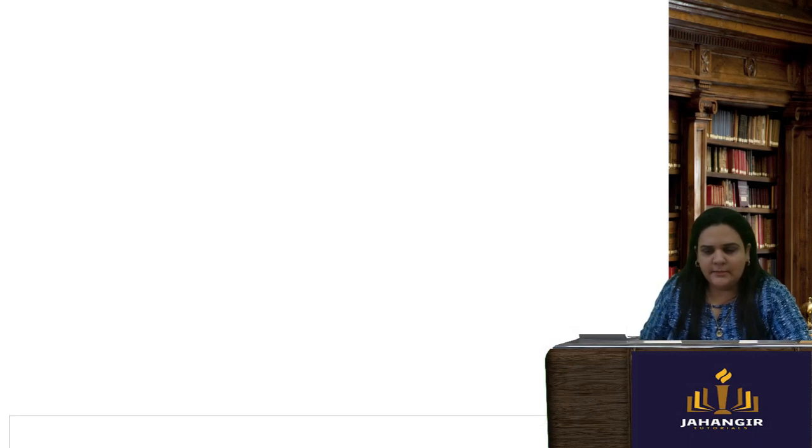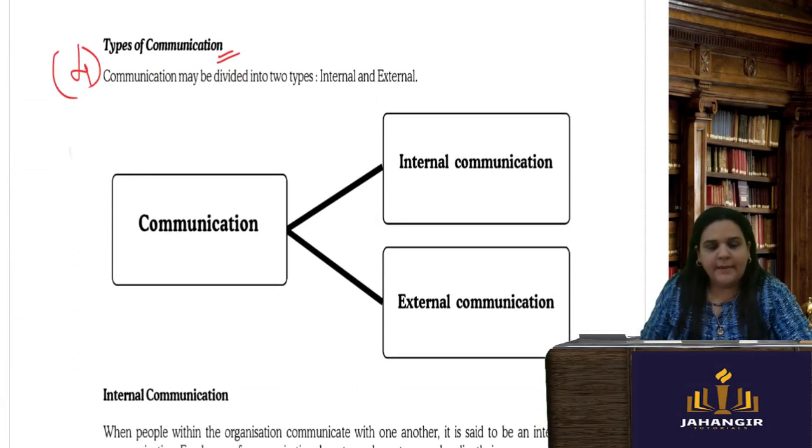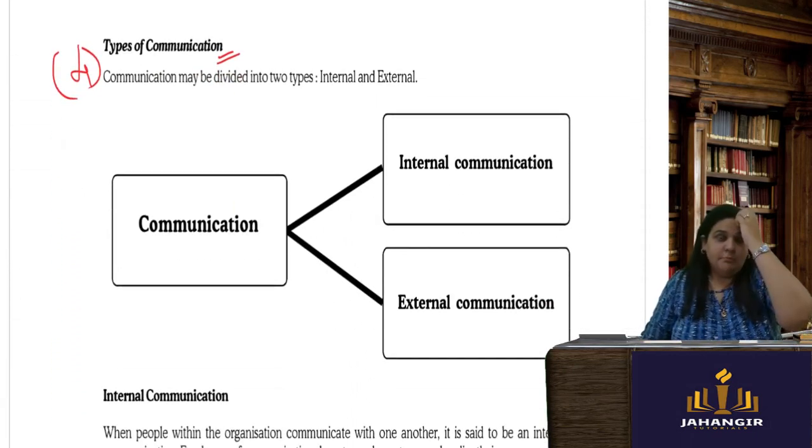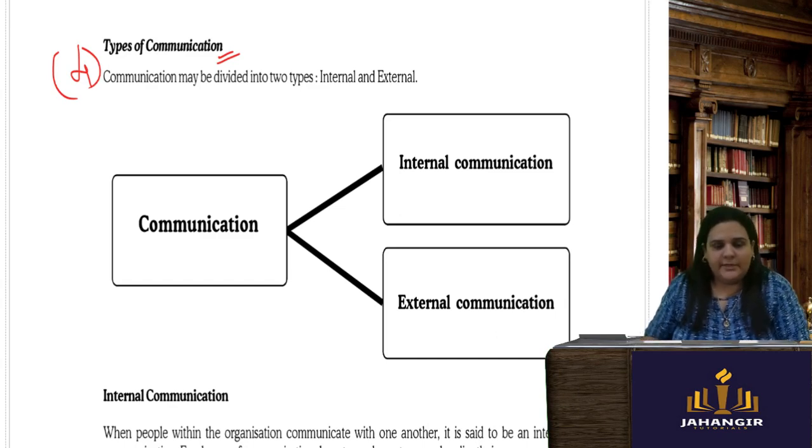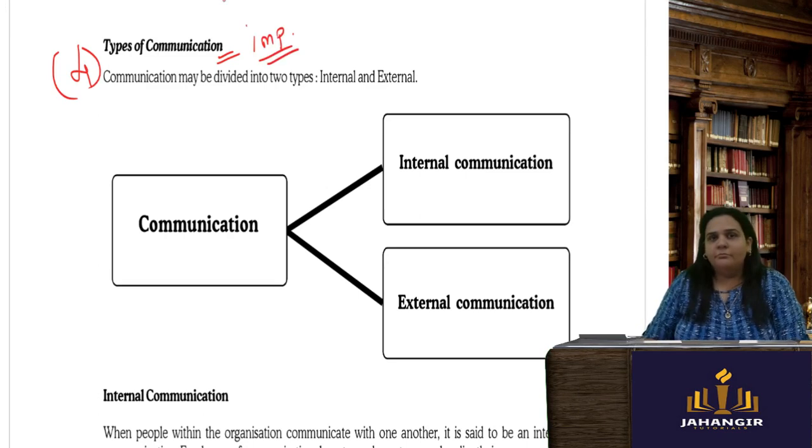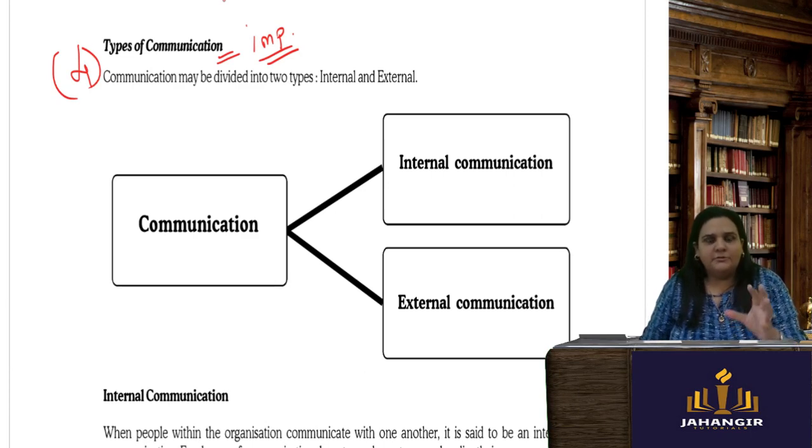Okay, so now taking it forward, types of communication. An important topic of this chapter. We have broadly only 2 types: internal and external. Finish. These are the broad types of communication. One is internal, one is external communication.